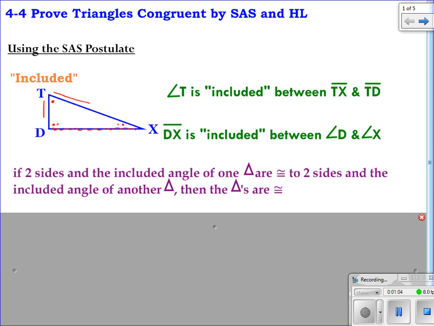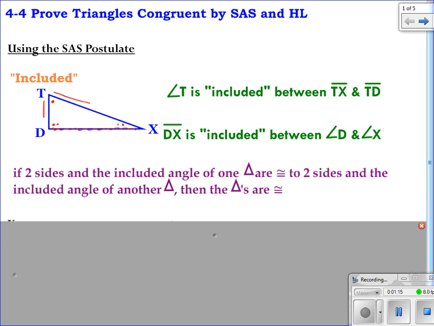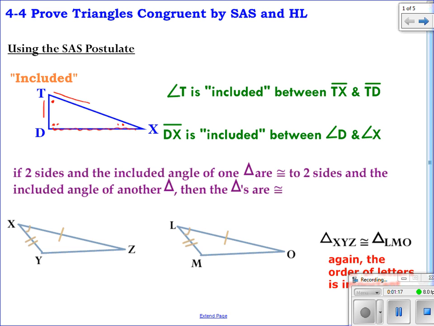So if 2 sides and the included angle, so the angle right in between the 2 sides of one triangle, are congruent to 2 sides and the included angle of another, then the triangles are congruent. So the picture that goes along with that, notice we have 2 sides, XY and XZ, and the included angle right in between them is congruent to these 2 sides and the included angle on the other triangle. So the angle needs to be right in between the 2 sides that you talk about being the same length. Okay, and as always, the order of these letters will be important on the test.